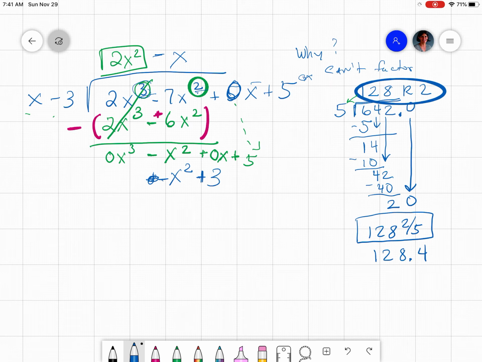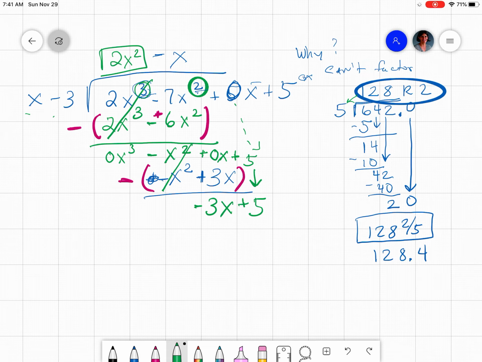And then this creates a positive 3x. And now I have to remember that I'm subtracting. So when I subtract, this is gone. I'm left with negative 3x because a negative times a positive makes that negative. And I have that 5 just being written down here.